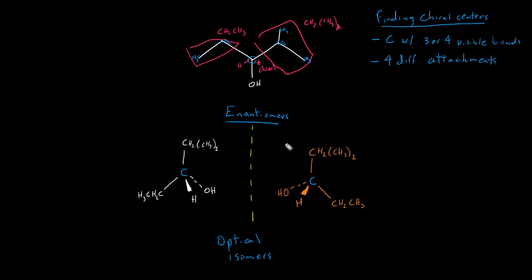Top line is still the CH2, CH3. The other solid line is the CH2, CH3. And then the dash line is still the OH, the wedge is still the H. And that's how we draw optical isomers. Every time this will work for you. It's probably the hardest thing you have to do with optical isomers on the exam: identify the chiral centers, draw the mirror images.